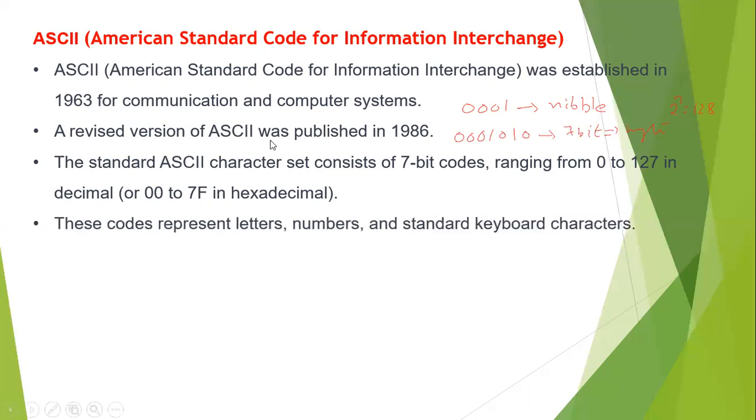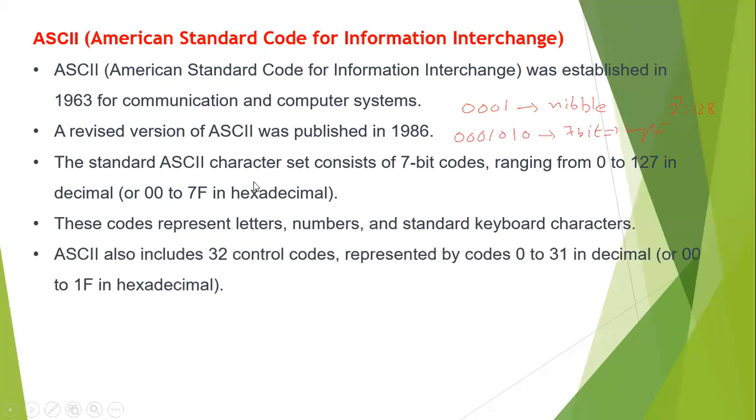These codes represent letters, numbers, and standard keyboard characters, as I told you. ASCII also includes 32 control codes represented by codes 0 to 31 in decimal. It means they have a range of character codes, like capital A to Z. You need to remember 65 onward. I think it will go to 91. So you can add 26 characters.